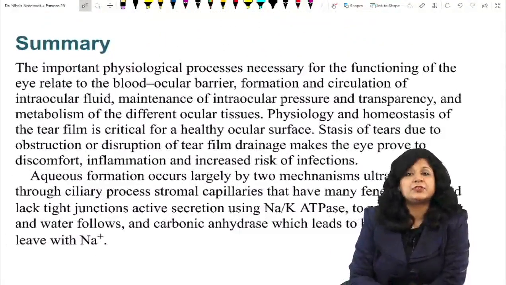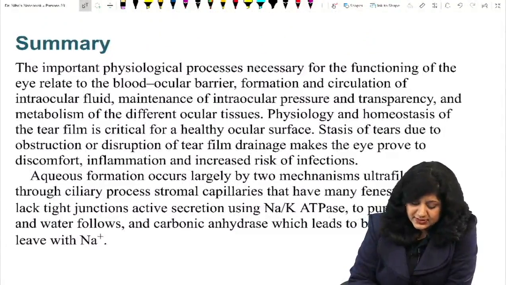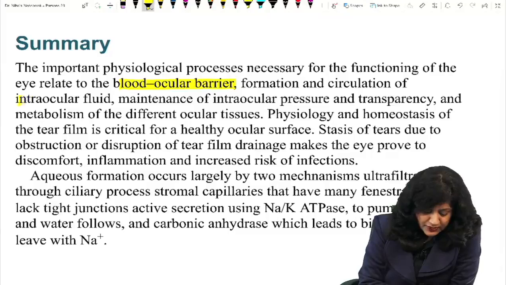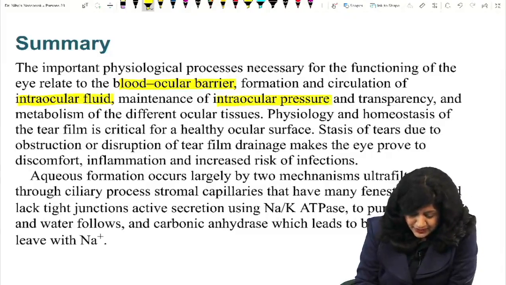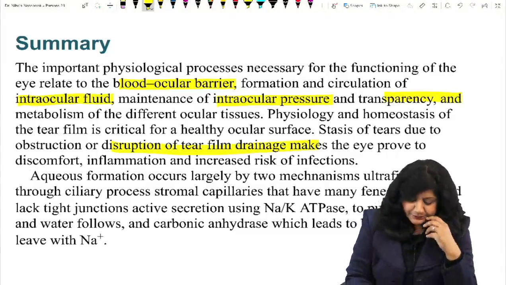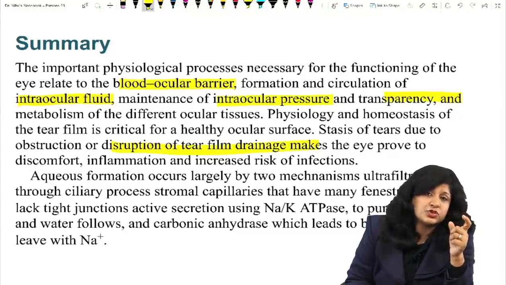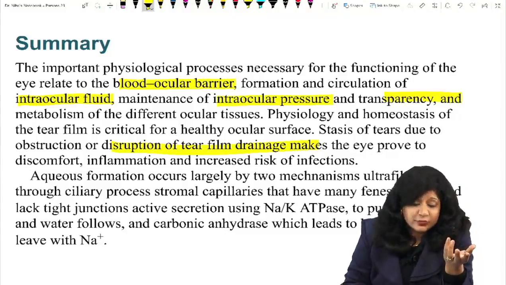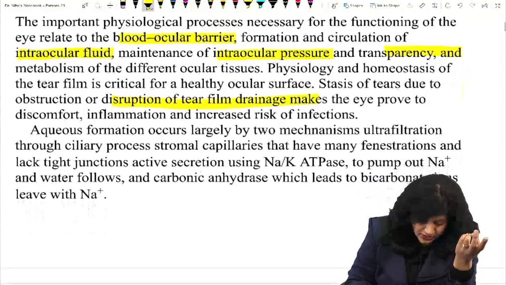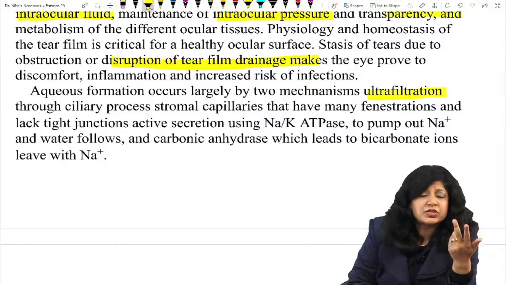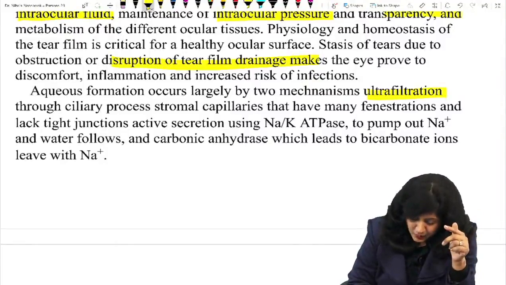So coming to the summary, the important physiological processes necessary for the functioning. We saw the blood-ocular barrier, the formation of the intraocular fluid, how the intraocular pressure is maintained, the transparency. Then we talked about how the disruption of the tear film was taking place, inflammation and all was leading to increased vascular permeability, leading to the release of more of the protein content. Aqueous formation was occurring by the two mechanisms. We had ultrafiltration, we have diffusion, we had secretion. Secretion was the main one.